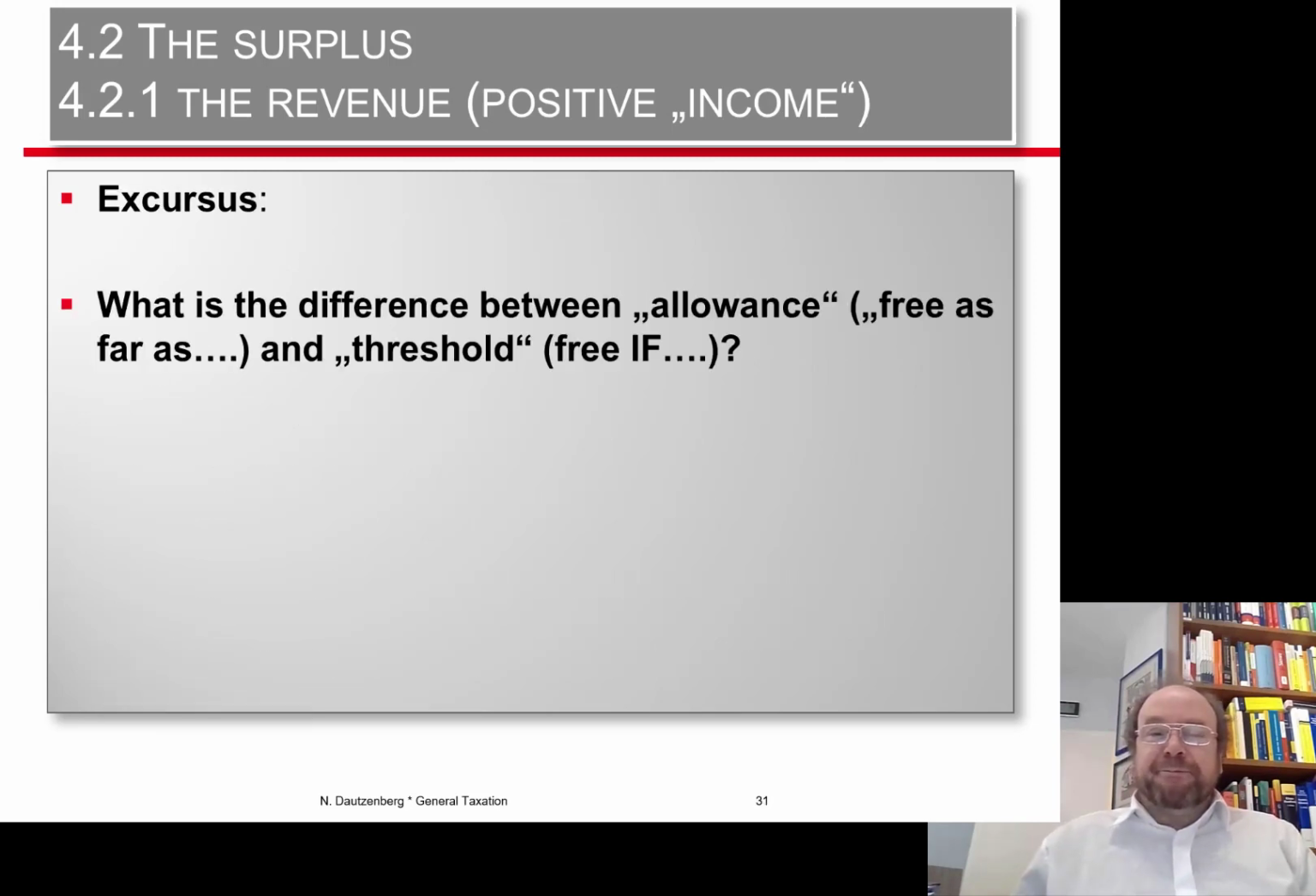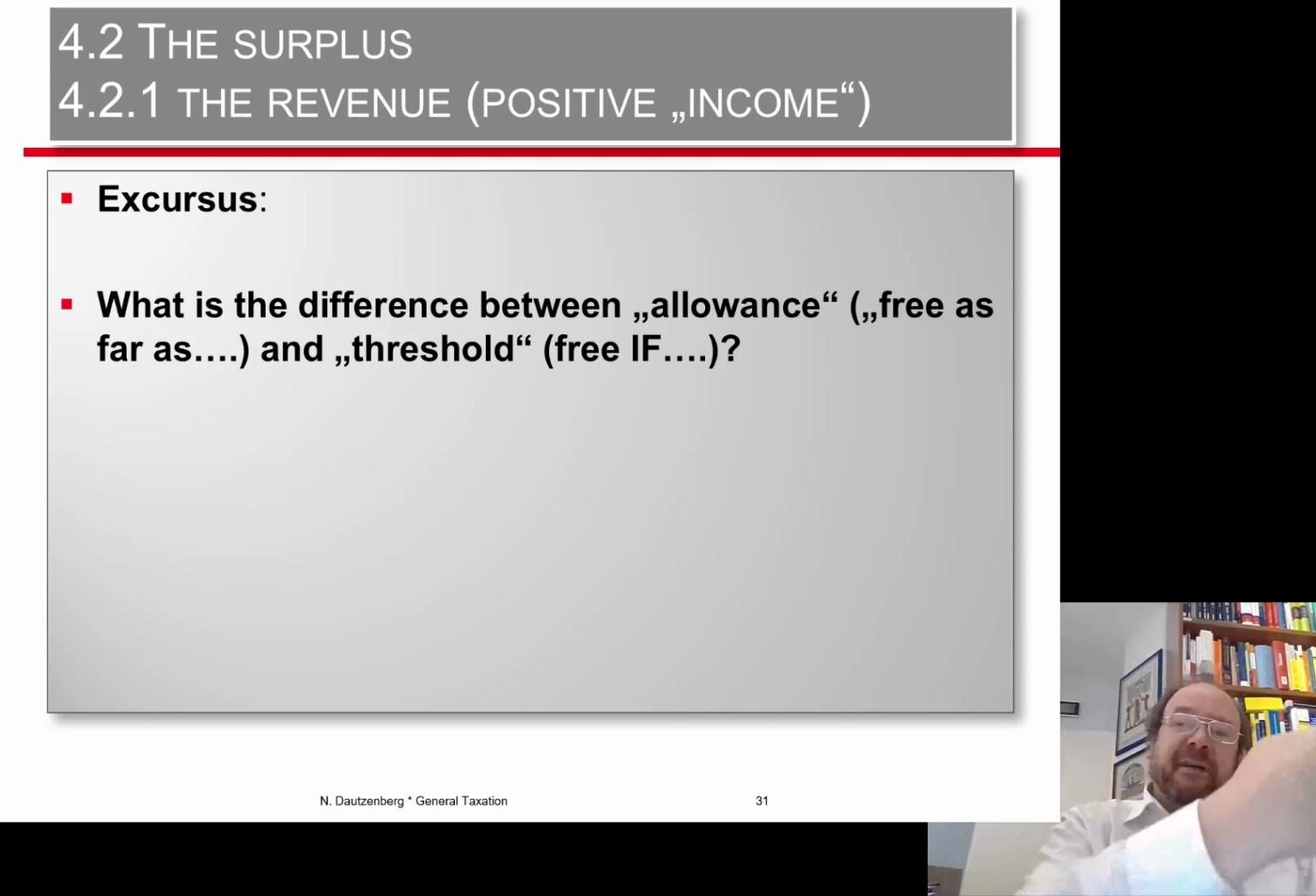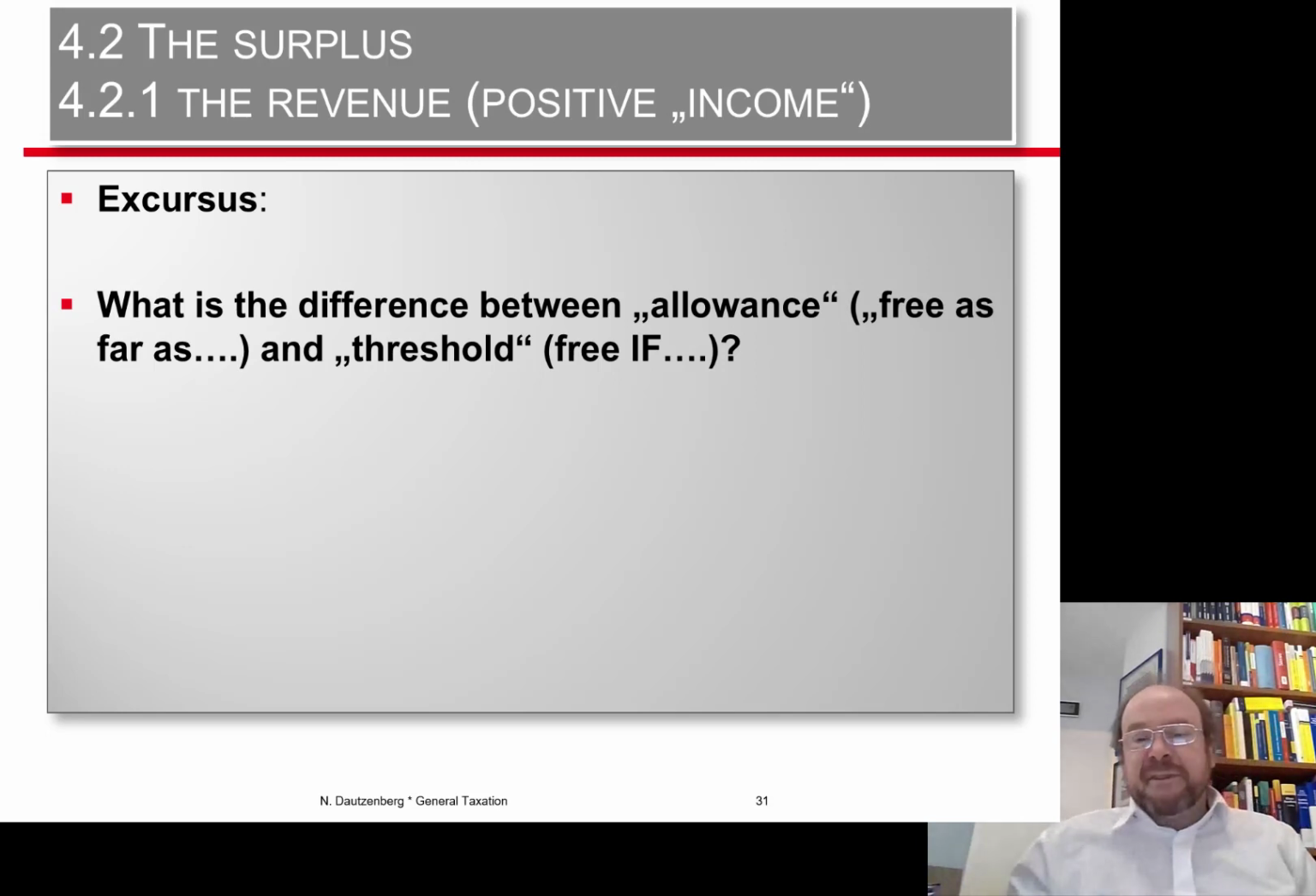And I want to remind you again about the difference between a free allowance, usually expressed as something is tax-free as far as the amount does not exceed this limit. That was the idea. You can march from 0 to that certain amount here, 1,080. And that is always tax-free. And only the next euro and the next and the next, so what comes beyond the limit, becomes taxable.